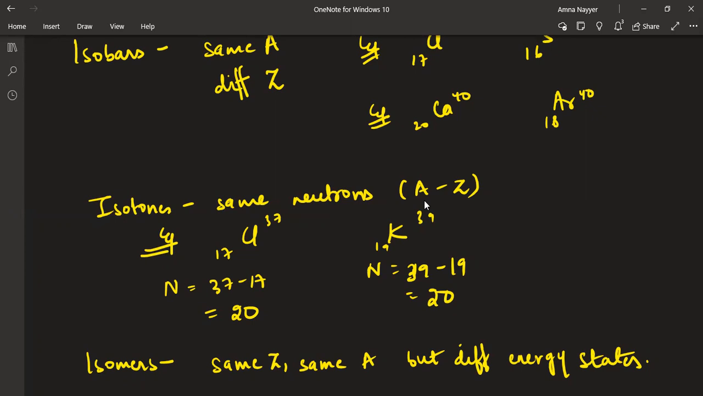It means both these elements are isotones, because nothing else is the same. Mass number is not the same, atomic number is also different, but the difference is the same. So these elements are isotones.